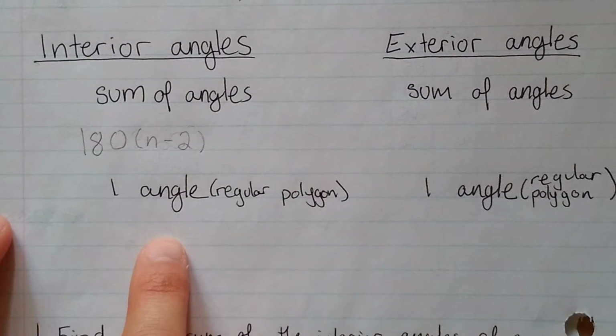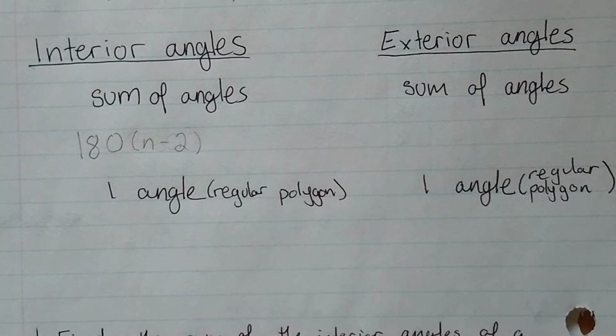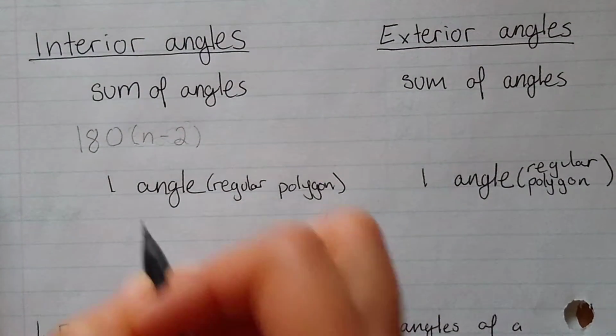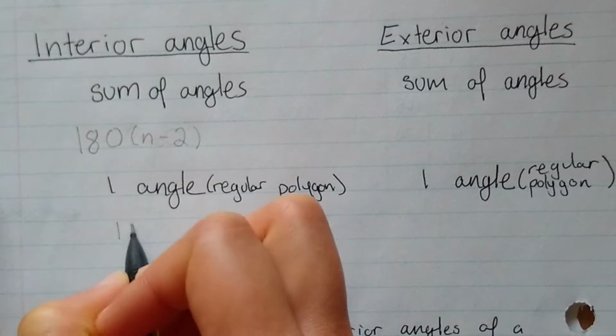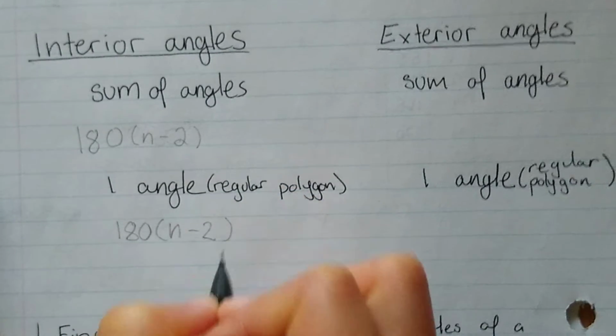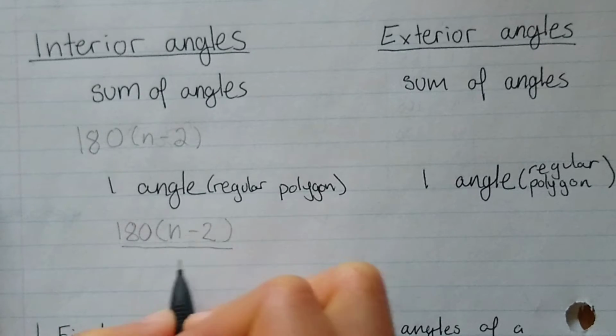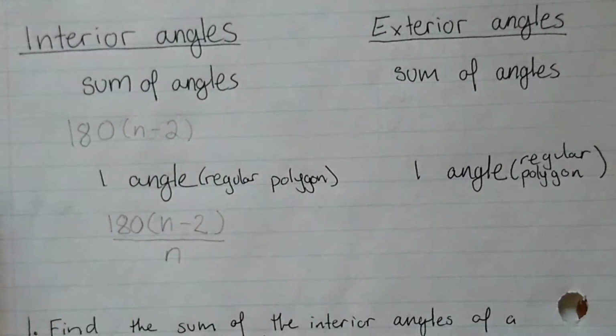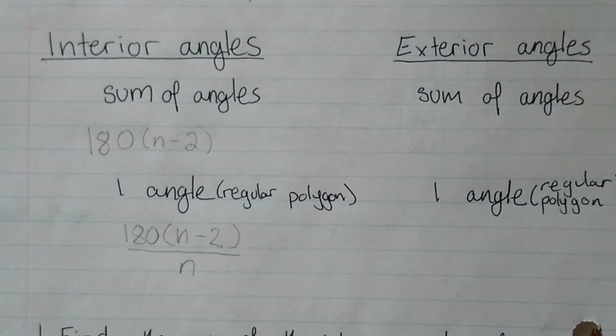For a regular polygon, so that's a polygon where all of the sides and all of the angles are equal, to find one of those angles, one of the interior angles, you use this formula here. So you take 180 times n minus 2, and you just divide it by the number of sides. So basically, you're just taking this and you're dividing it all up into each of the angles.